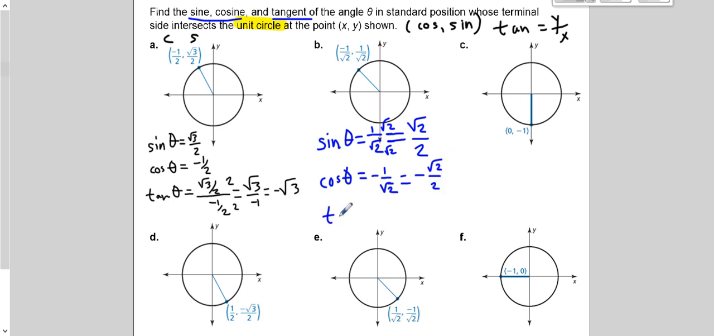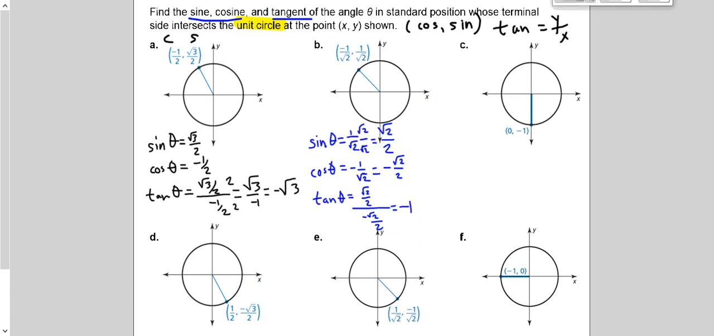And tangent. Sine divided by cosine. Hey, these are the same number. Did you notice? But one's positive, one's negative. So rad 2 over 2 divided by negative rad 2 over 2. What's that going to be? That equals negative 1. All right, keep going. You may want to pause and try some on your own and then check your answers with mine.